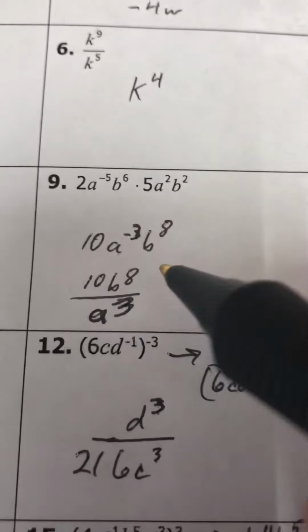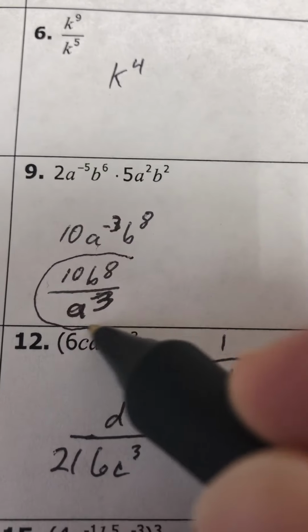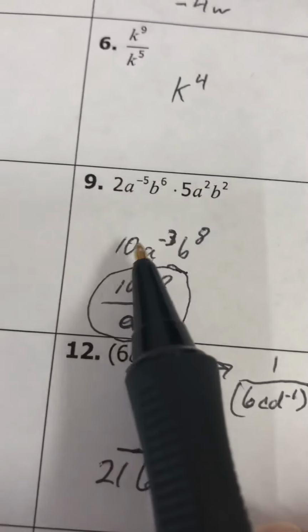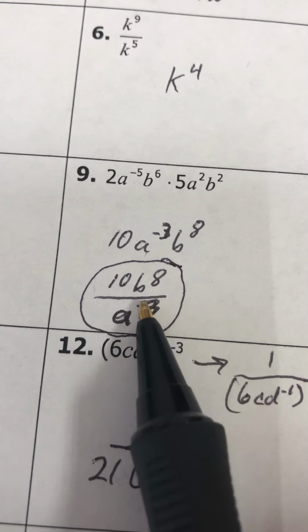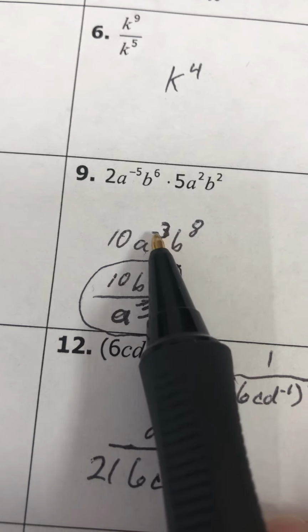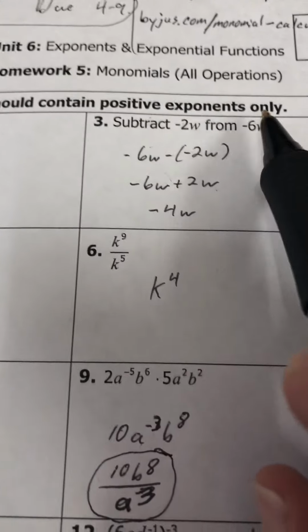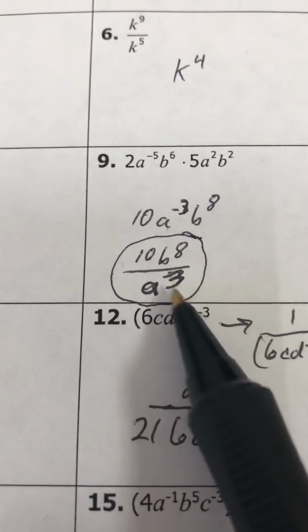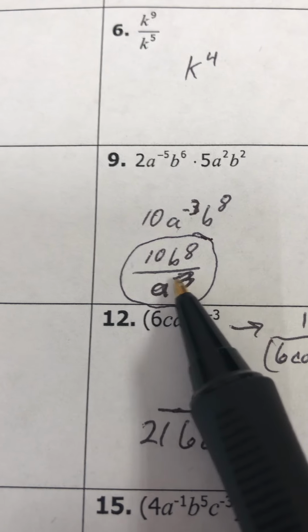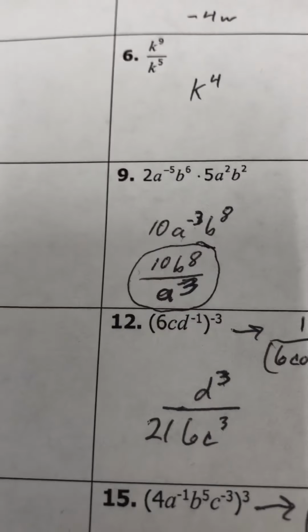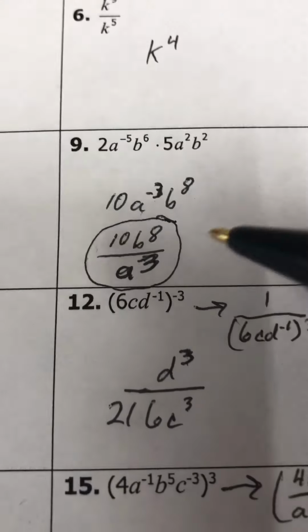So my final answer is right here. The 10 stays above the line and the b to the 8th stays above the line because they're positive. I can't have negative exponents, since the directions say to contain only positive exponents. So you move this below the line and you can then get rid of the negatives, so it becomes a to the third power. So that's your final answer circled.